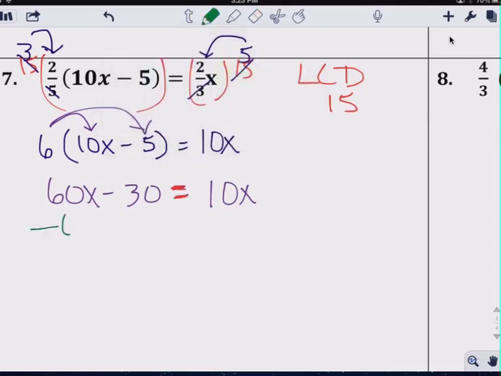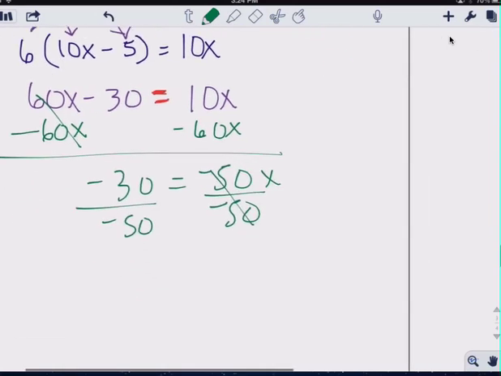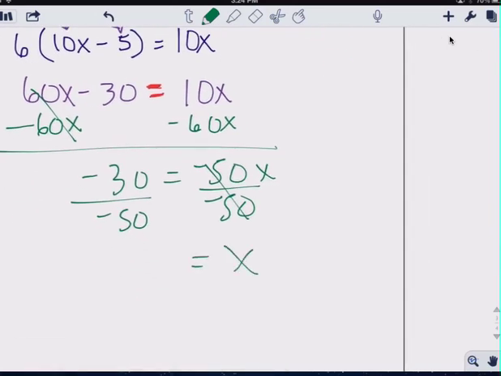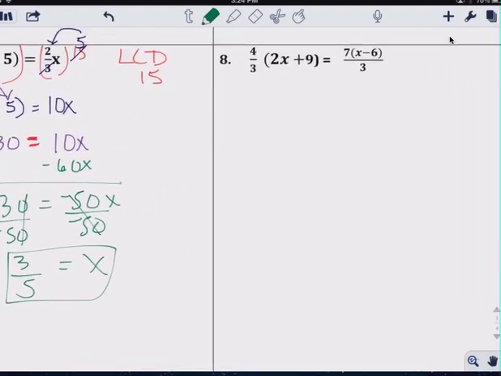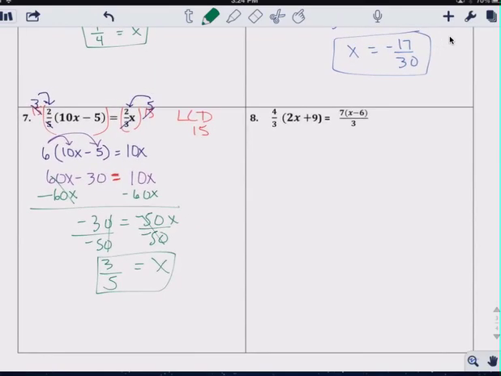So I'm going to minus 60x. Minus 60x, because I can get negative 30 equals to negative 50x, and divide by negative 50. X equals to a positive 3 over 5. It's much faster than the other way. And it's just a step faster. One less step, that's all.